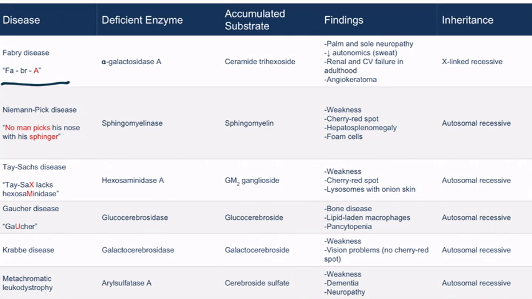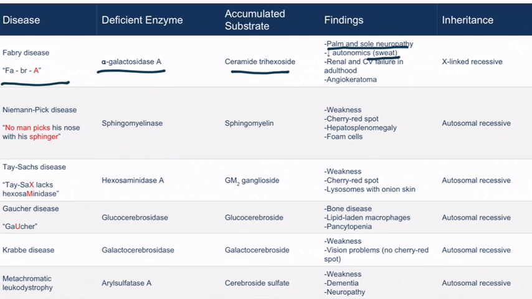Fabry disease is due to a deficiency of alpha-galactosidase A, which results in an accumulation of ceramide trihexoside. The accumulation of ceramide trihexoside is particularly prominent in the arteries and nerves, which is responsible for many of the symptoms. As ceramide trihexoside accumulates in the nerves, it results in neuropathy of the palms and soles. Accumulation in the autonomic nerves causes dysfunction of the sweat response, so there is decreased sweating.